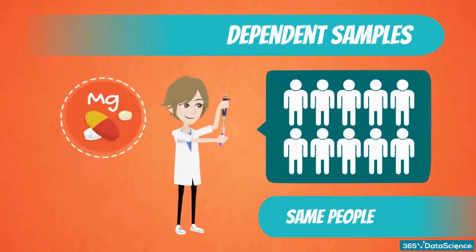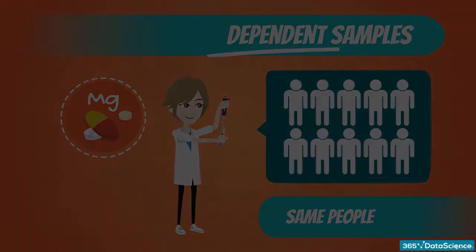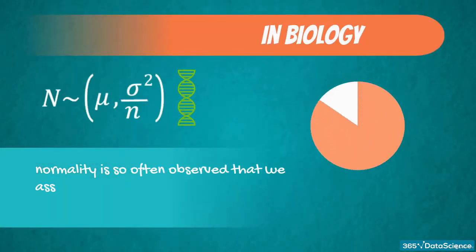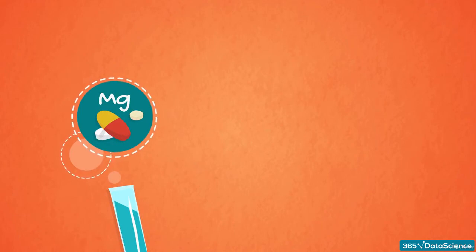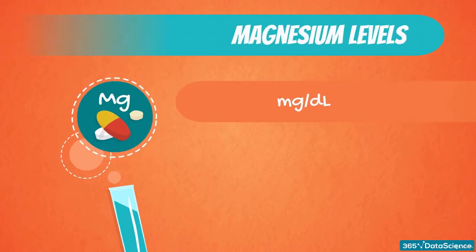It is clear that it is the same people we are testing, thus the samples are dependent. An important note is that the populations are normally distributed. Actually, when dealing with biology, normality is so often observed that we immediately assume that such variables are normally distributed. Okay, back to the example. Whenever you take a blood test, the magnesium levels are stated in milligrams per deciliter, and a healthy person would usually have somewhere between 1.7 and 2.2 milligrams of magnesium per deciliter.